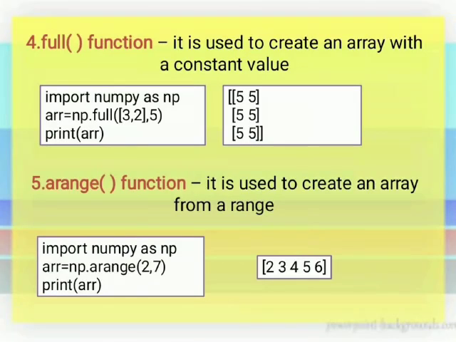The fourth function is the full function. It is used to create an array with a constant value, with a fixed value. Now it depends on us what we want to display as a constant value. So here it is, import numpy as np, arr is equal to np dot full. 3, 2 is the same, it is the dimension. Number of rows 3, number of columns 2. This time, comma 5 we have written. 5 is for the constant value. Now the array will be created, but all the elements will display 5 as their value when we print it.